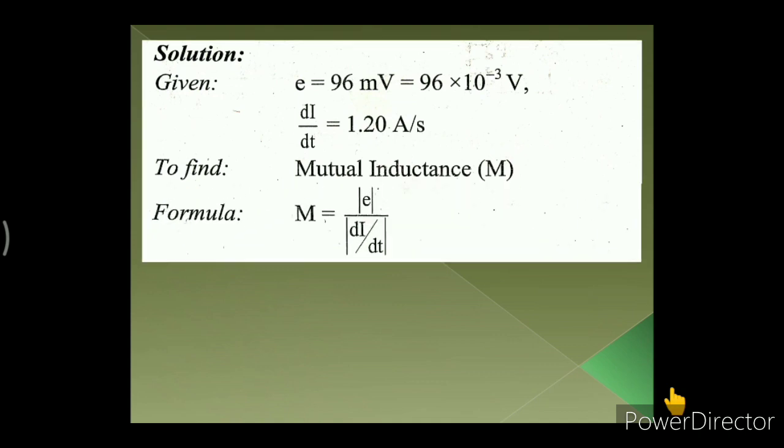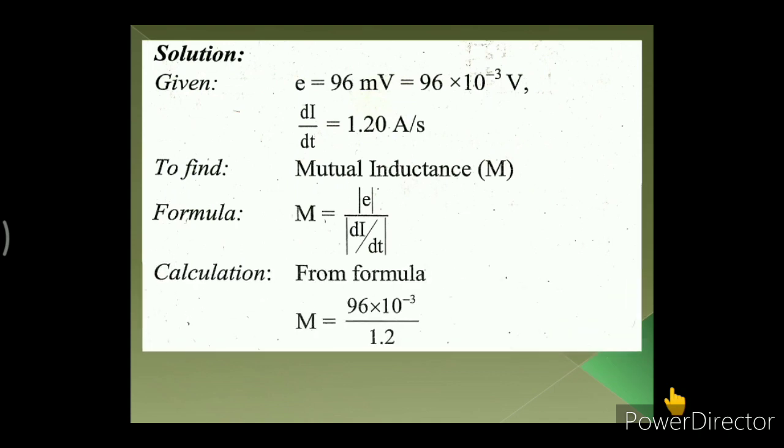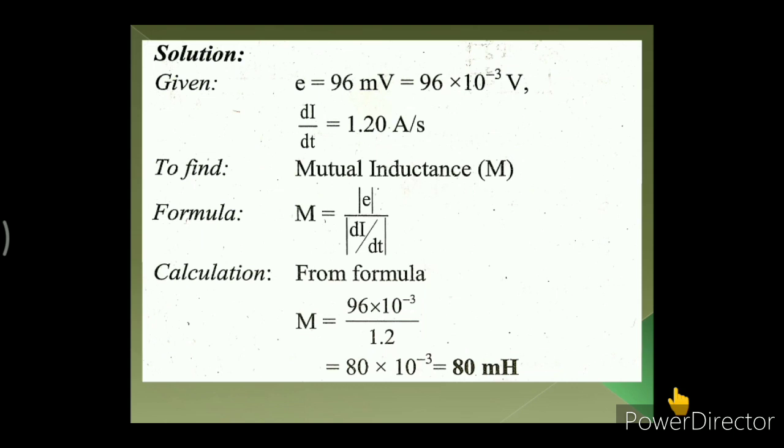The formula we are going to use is: mutual inductance M is the ratio of the magnitude of EMF induced to the magnitude of the rate of increase of the current. Let's substitute the values into this formula, M equals E upon di upon dt. The value of E is 96 into 10 raised to minus 3 and the value of di upon dt is 1.20. After the substitution, we solve this ratio and get the value of M as 80 into 10 raised to minus 3.